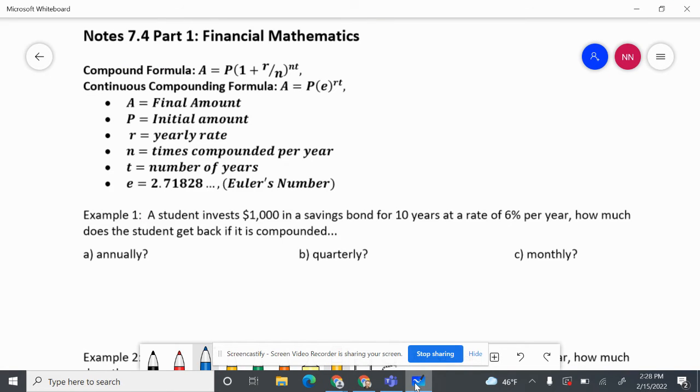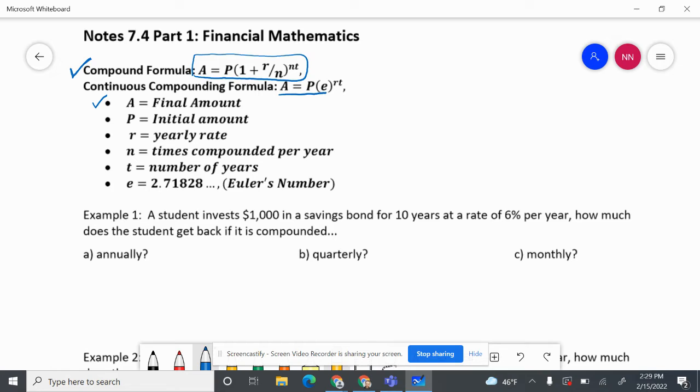What we're going to do is look at Financial Math Part 1. There's two formulas that we're going to be looking at. This one right here is the one that we're going to focus on today. And then later, we're going to be looking at our continuous function. For our compound formula, we're going to be looking at our A value, and that's what we're going to focus on finding, our final amount.